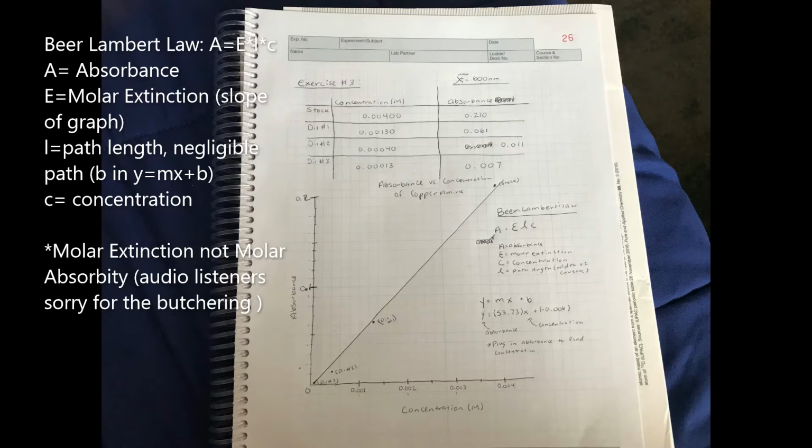Beer-Lambert law states that absorbance is equal to molar absorptivity times path length times concentration. This provides us an equation to plug in when we have our absorbance to find the molarity of our solution.